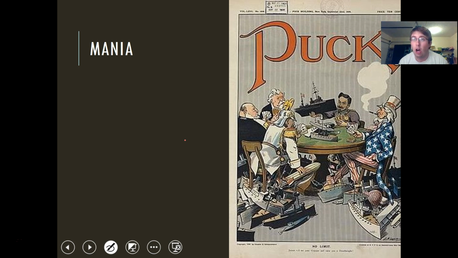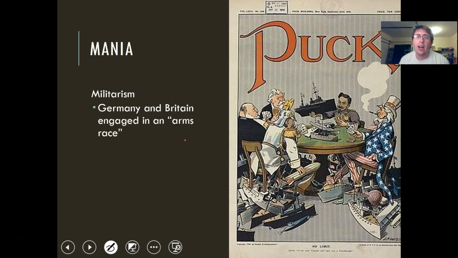Now, let's start looking at our causes. We'll start with the M, militarism, the belief in a strong military. Going through the late 1800s, Germany and Britain start engaging in what's called an arms race, where they are collecting and manufacturing weapons using the tools of the Second Industrial Revolution. They engage in this arms race particularly in a weapon called a dreadnought, which is a giant battleship.